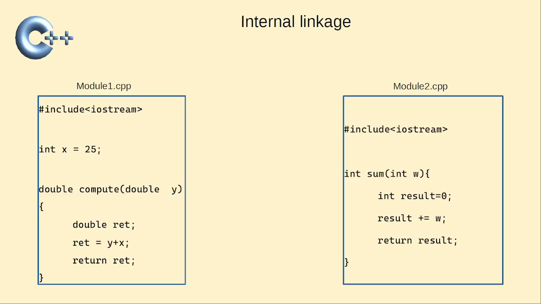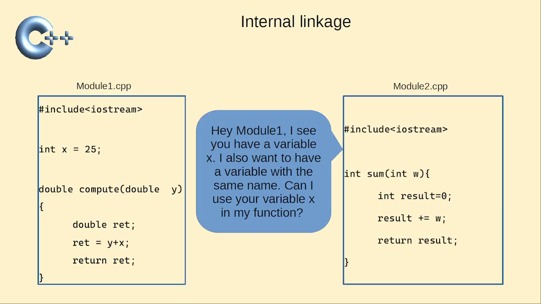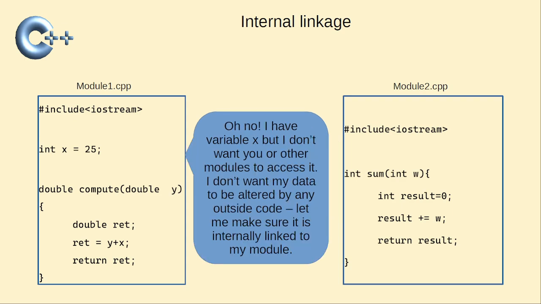Now suppose module 2 wants to have a variable x, and it finds that module 1 also contains a variable with the same name x. Then module 2 asks, hey module 1, I see you have a variable x. I also want to have a variable with the same name. Can I use your variable in my function? And module 1 replies, oh no, I have variable x, but I don't want you or other modules to access it. I don't want my data to be altered by any outside code. Let me make sure that it is internally linked to my module.